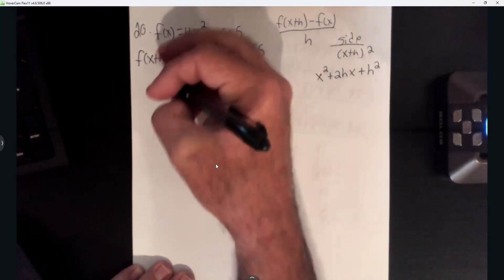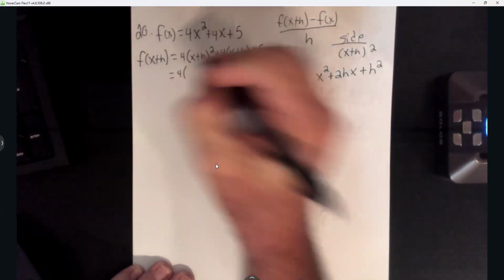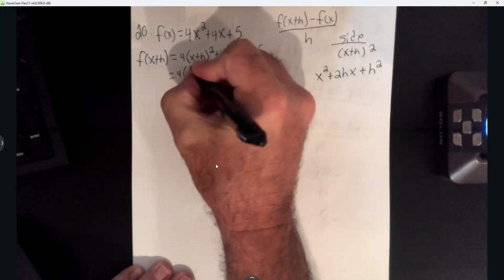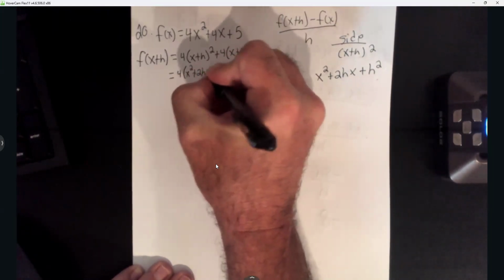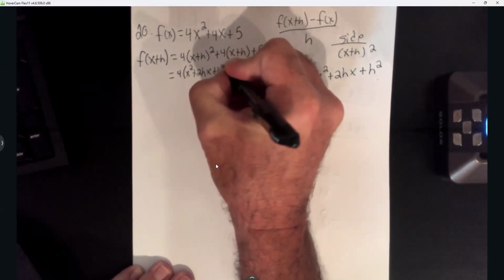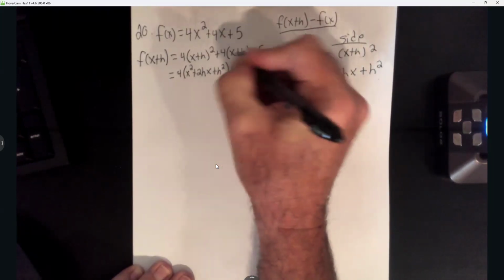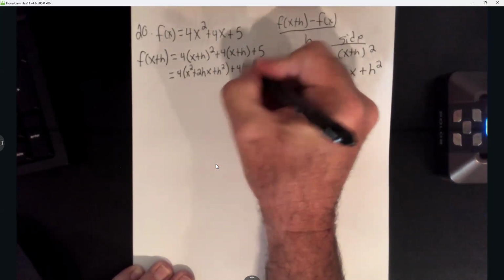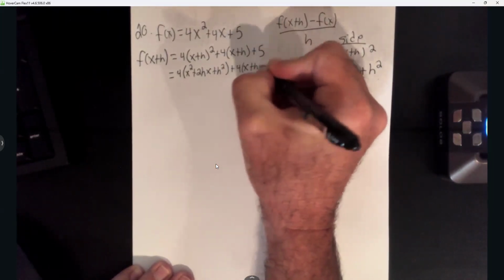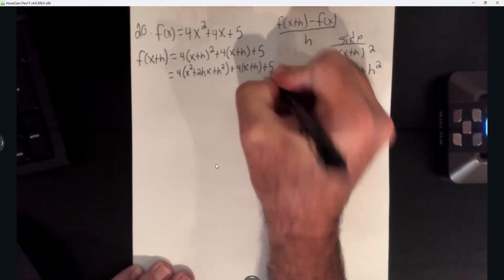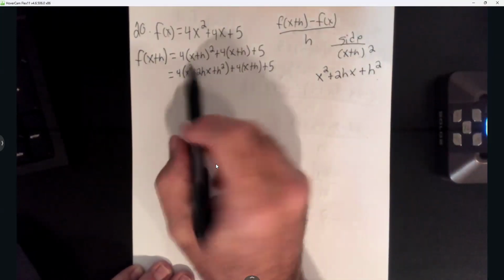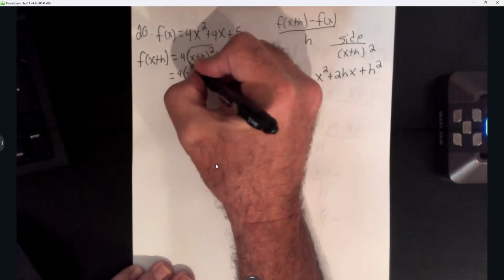So you're going to replace this part with that. So you're going to have 4 times x squared plus 2hx plus h squared. And I'm bringing everything else down. 4 times x plus h plus 5. So all I did on that step was figure this part out right here, okay?